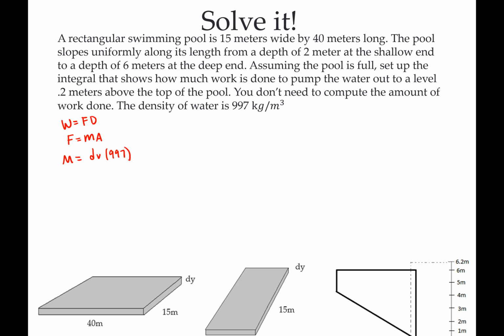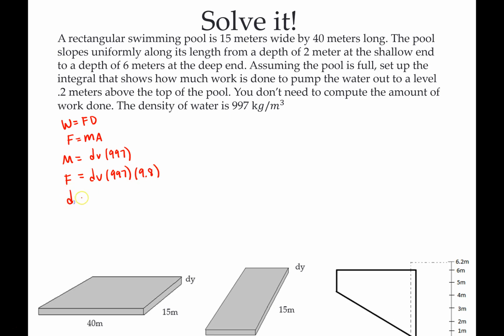All right, so the next thing that we're going to do is solve for force. Force is going to be equal to my mass times acceleration. We already have my mass, so I'm going to drop that down, and then my acceleration is 9.8 meters per second squared.